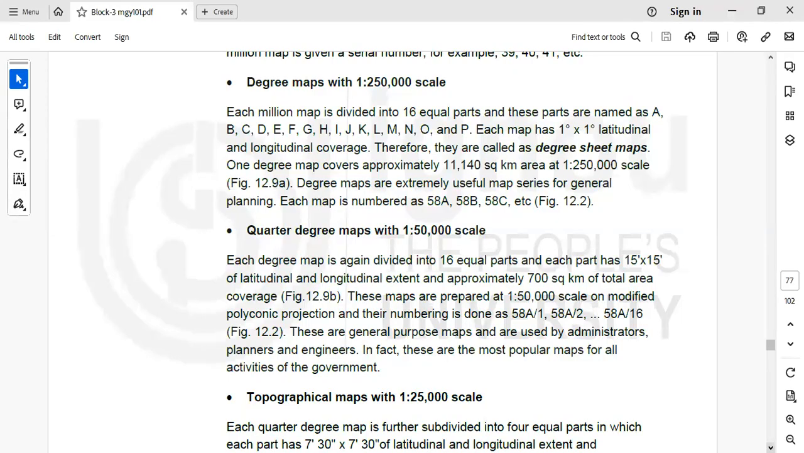So these maps are prepared at a scale, as I already said, of 1:50,000, and they are numbered as 58A/1. So 58A represents the degree map, and /1 represents the quarter degree coverage of the map. These are general purpose maps and are used by administrators, planners, and engineers. These are the most popular maps for all activities of the government.